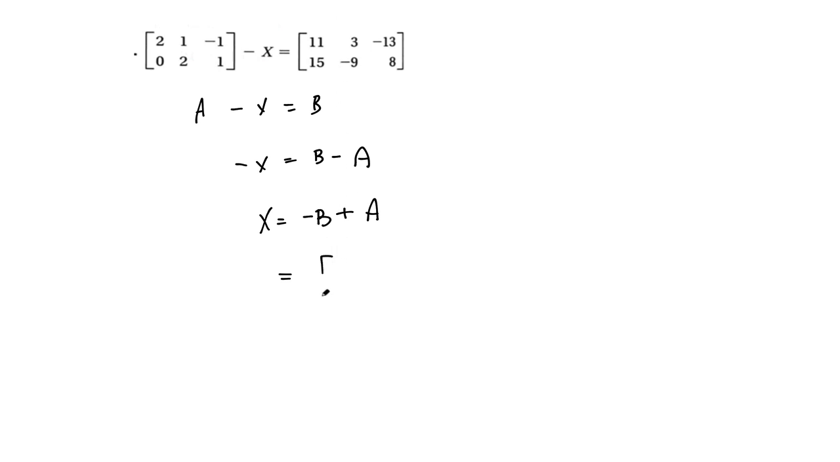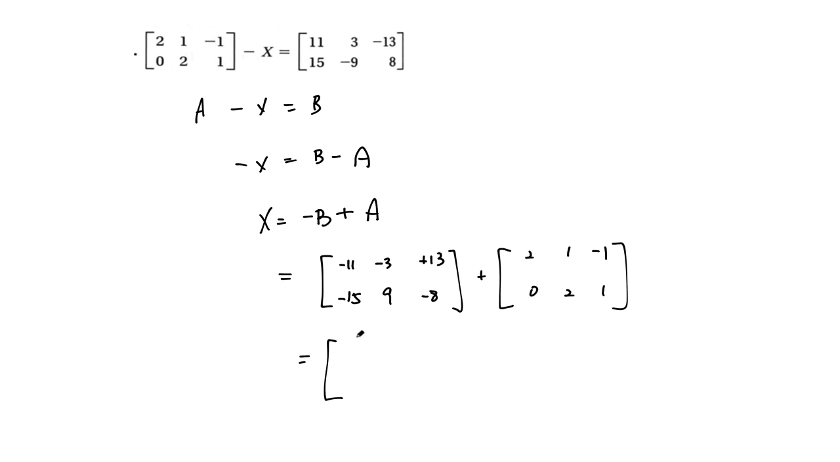Negative of this is going to be negative 11, negative 3, plus 13, 15, 9 minus 8, plus this. Okay, so now let's just combine it. So this is negative 9, negative 2, 12, negative 15, 11, and negative 7.